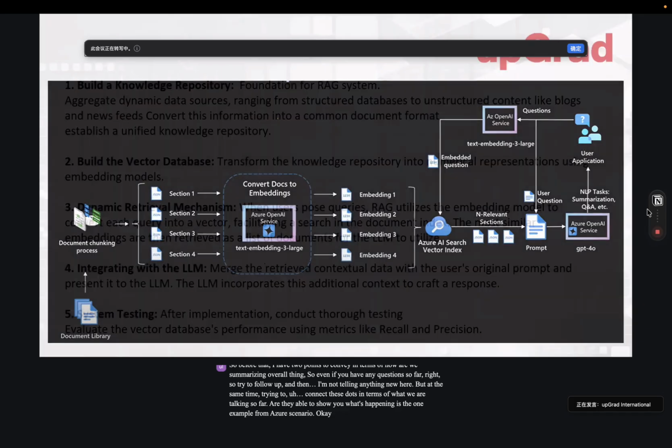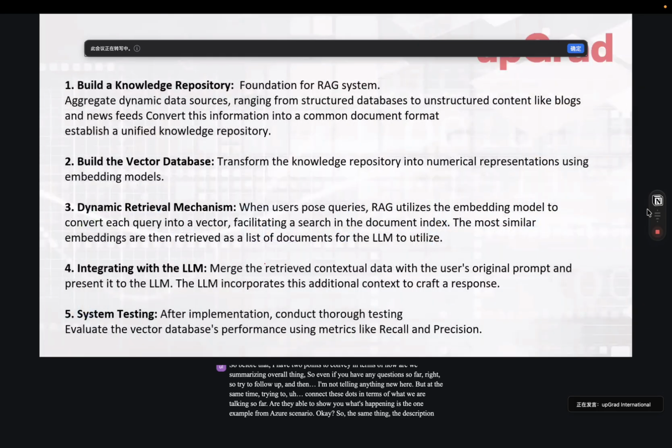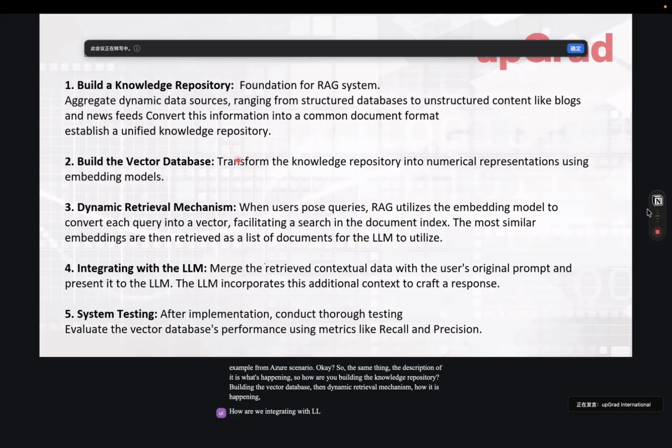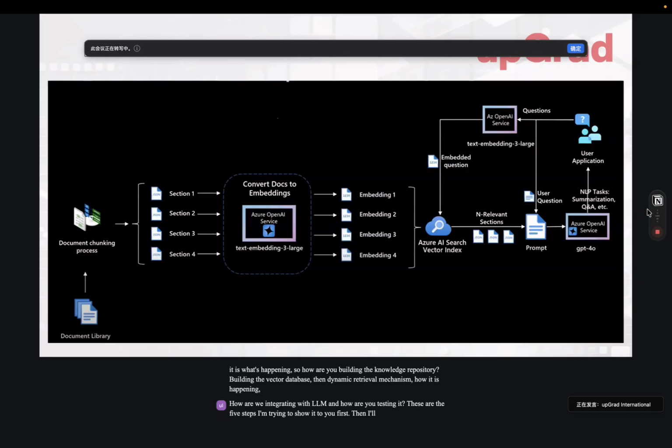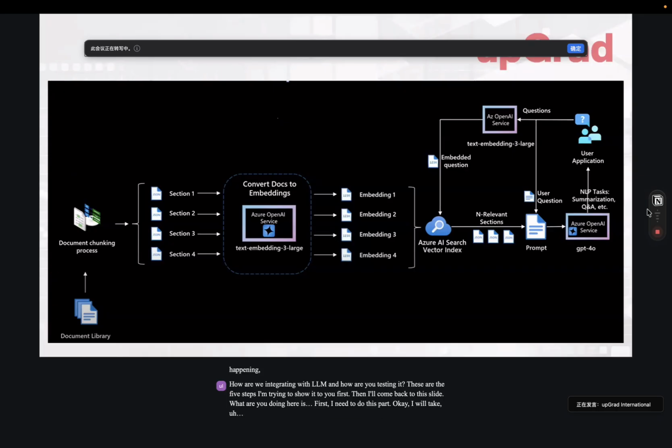The description of it is what's happening: how you build the knowledge repository, build the vector database, the dynamic retrieval mechanism, how we integrate with the LLM, and how you test it. These are the 5 steps I'm trying to show you first. Then I'll come back to this slide. What you are doing here is, first I need to do this part. Okay, I will take a pen. If you see here, this is maybe step 1, where you have the document library.